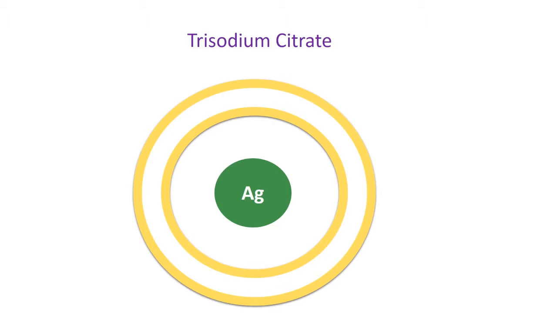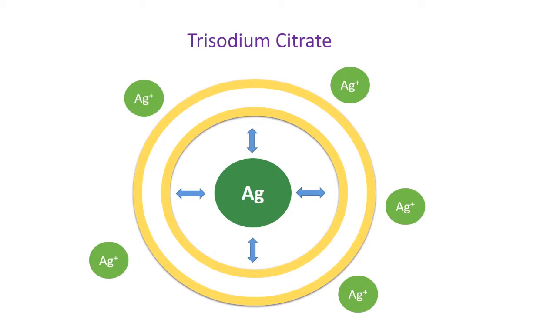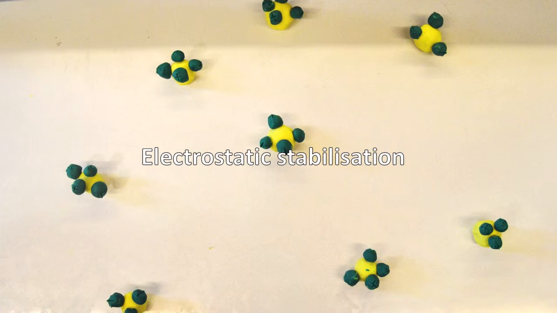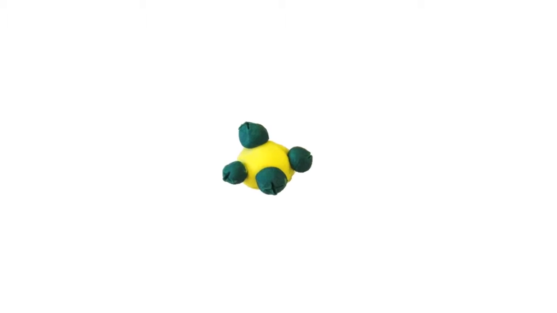Trisodium citrate forms an electrical double layer. One layer complexes with the silver nanoparticle, and the other interacts with the silver ions. This causes repulsion between nanoparticles. This type of stabilization is called electrostatic stabilization. By controlling the ratio of reducing agent and capping agent, you can also control the size of the nanoparticle.